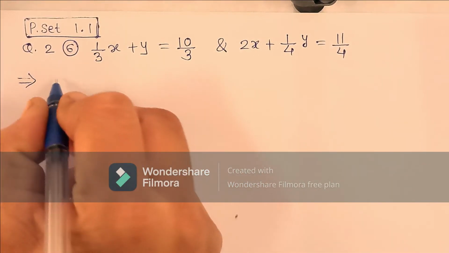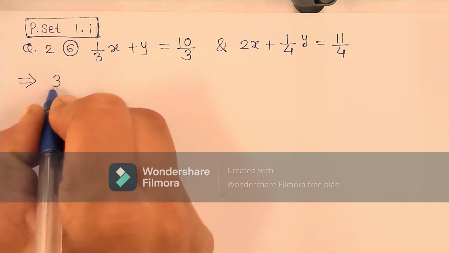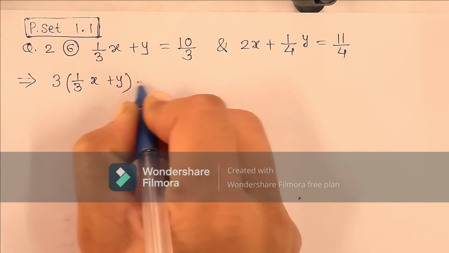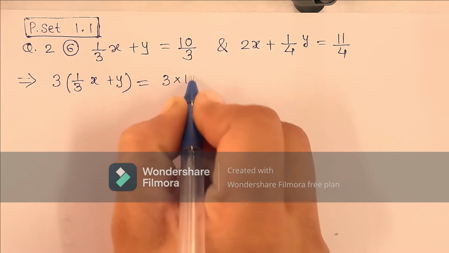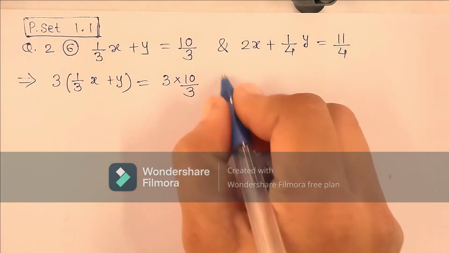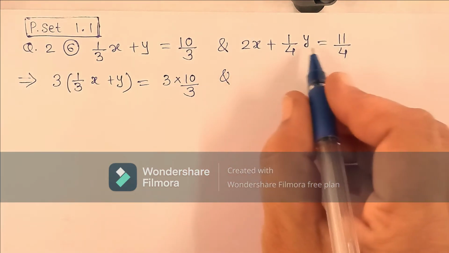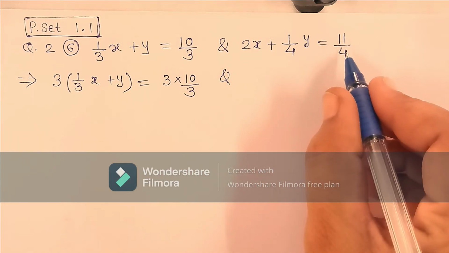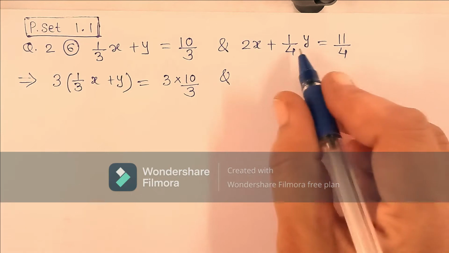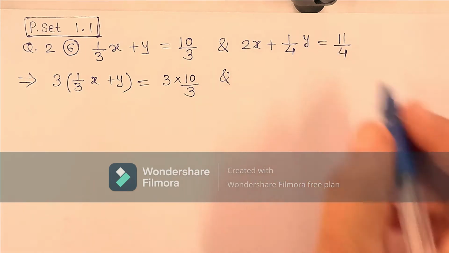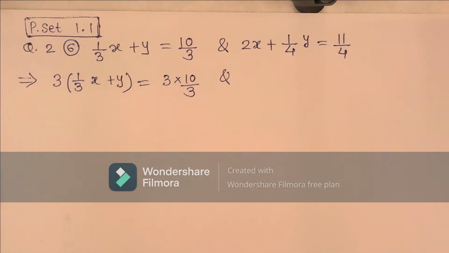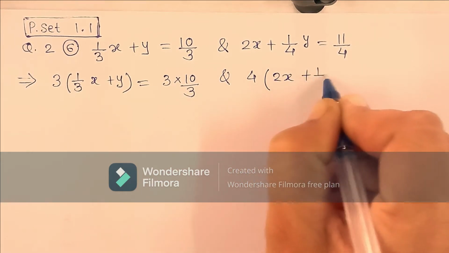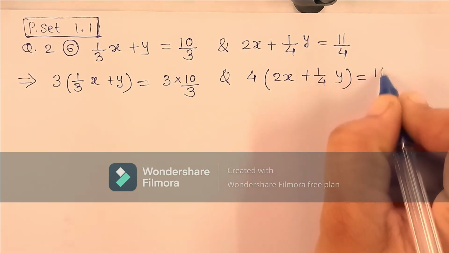Therefore, for first equation, multiply by 3 and for second equation, you can observe that coefficient of y is 1 by 4 and the right hand side constant is 11 by 4. So here if you will multiply both sides by 4, then you will get more simple equation. Okay, so multiply both sides by 4. So this equation will become 4 into 2x plus 1 by 4y is equal to 11 by 4.